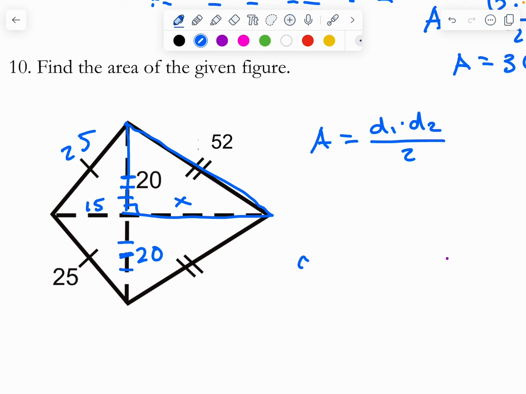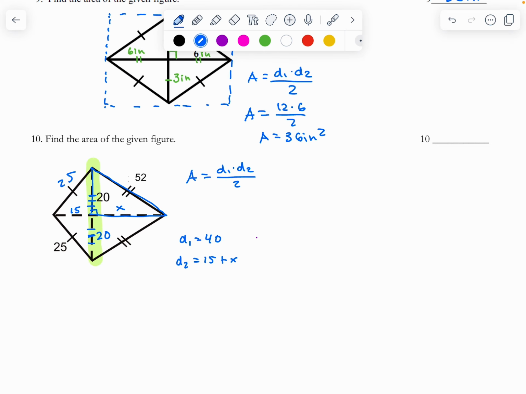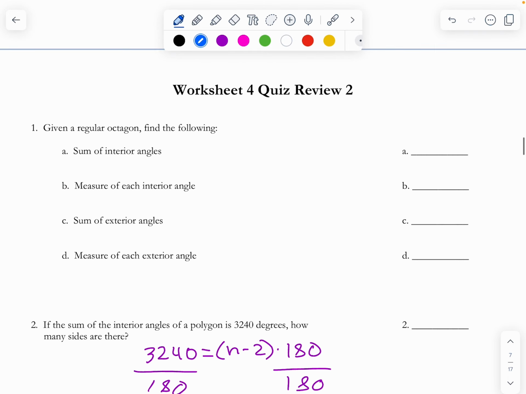But remember that your D1 is going to be 20 plus 20. Let's call this D1 right here. So that's 40. And then your D2, your diagonal 2, is going to be 15 plus whatever X is. And you need to use the Pythagorean theorem for that. So find out X, and then go ahead and plug those 2 diagonals into your formula, and you should get the answer. Your answer should be, I believe, like 1,600 units squared. So try it out and see what you get.